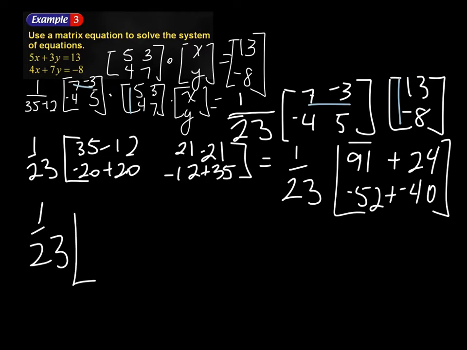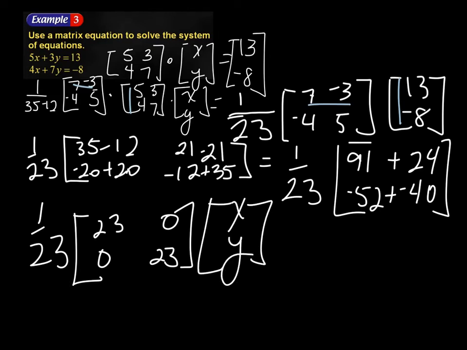Okay, so on the left, 35 minus 12 is 23, seen that somewhere before. Oh, I left off my x y, didn't I? And adding and subtracting over here, 91 plus 24 and negative 52 plus negative 40.